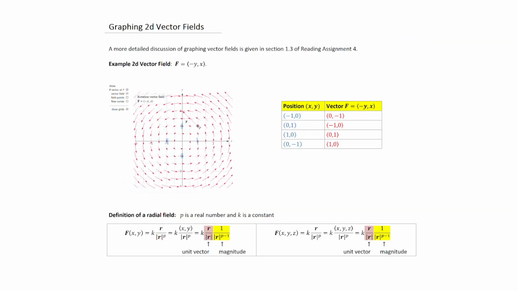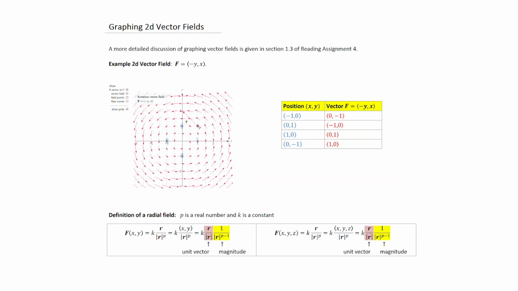All right, now let's have a little discussion on graphing vector fields. I'm choosing a 2D vector field because it's easier to graph. It gets quite messy when you're trying to graph 3D vector fields, but by all means you can certainly do it. You've just got to keep track of where you put the vector arrows and how long you make them. There's a more detailed discussion of graphing vectors in section 1.3 of Reading Assignment 4.